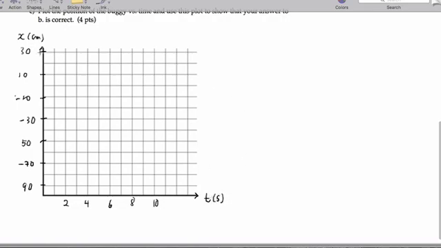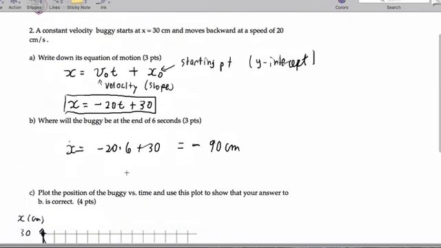So we plot. We start at 30, and then 1 second later we're at 10, continuing on. So we're going over 1 down 20, over 1 down 20, over 1 down 20, etc. And when we actually draw this line, doing the best we can, I'll give you rulers in the test. What we see is that we actually do end up at the negative 90 mark at 6 seconds. So clearly our equation and our graph match up. So that's problem number 2.